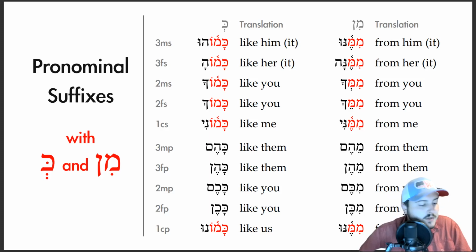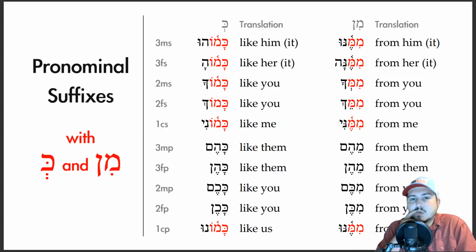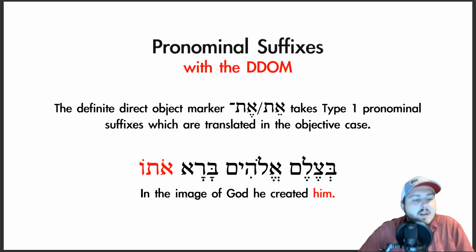Over here on the men prepositions, Martin doesn't include this, but men prepositions also add a second nun in these first five spellings. And on that final first common plural, just be aware of that. That's not a full-on word, mimmenu. It's from you, right? So it looks like it's something else, but it's really your men preposition with a pronominal suffix. Pronominal suffixes also go on the direct object marker, the et we learned earlier, the thing that you don't translate, okay? They take direct objects.